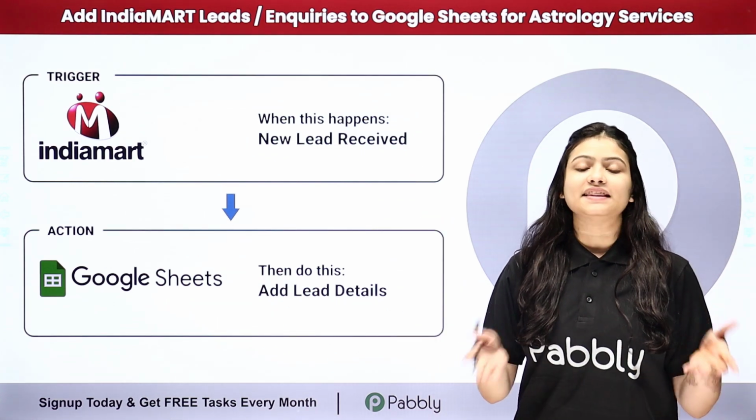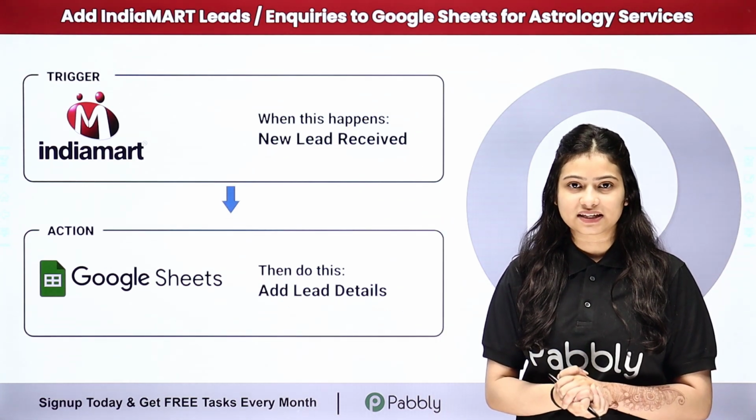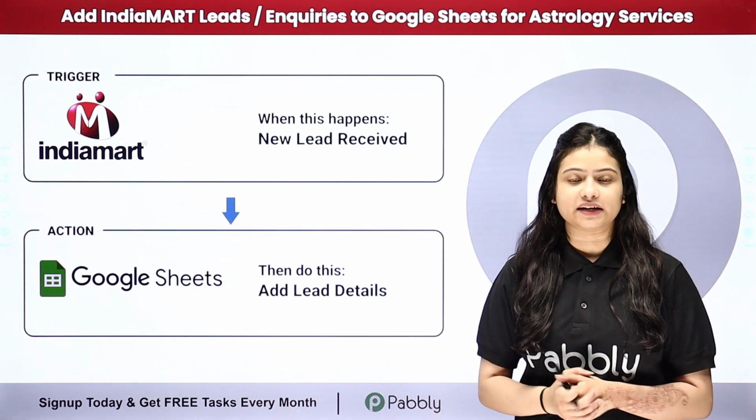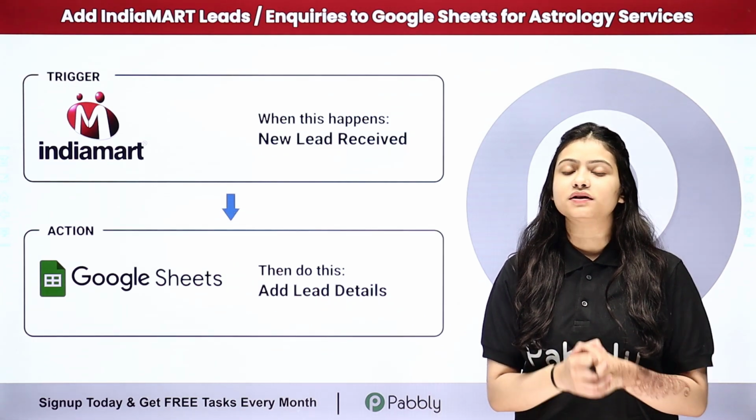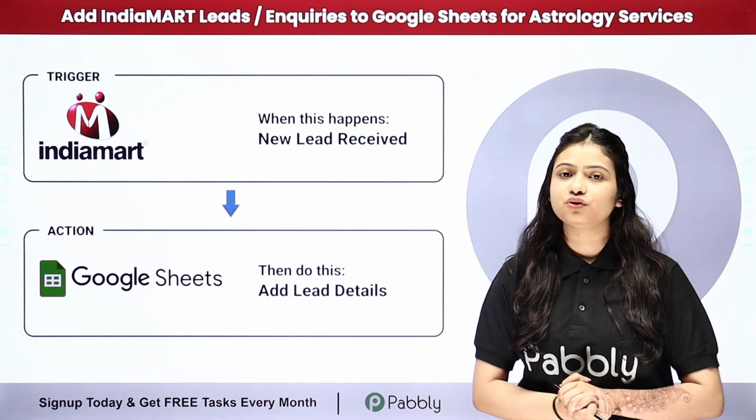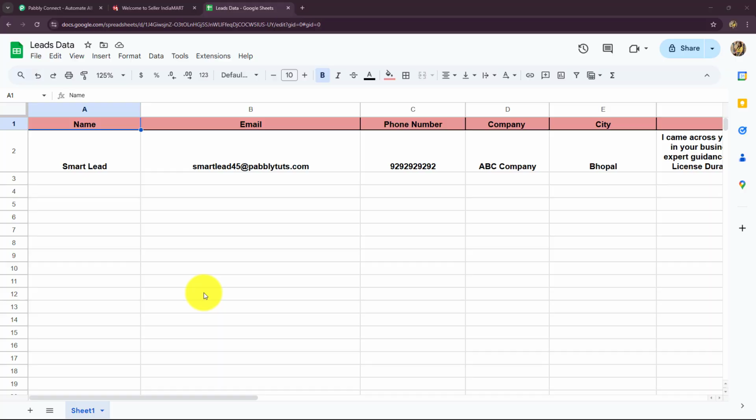Now, to automate this entire process, I will have to set up a connection between my IndiaMART account and Google Sheets. And that I am going to do without any coding and programming skills, simply with the help of Pabbly Connect. So for your business, if you also want to learn this amazing automation step by step, for that you have to come towards my screen. Welcome to my screen everyone.